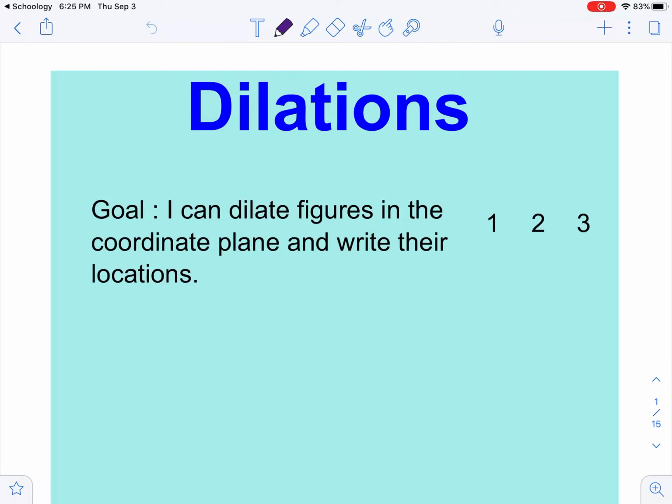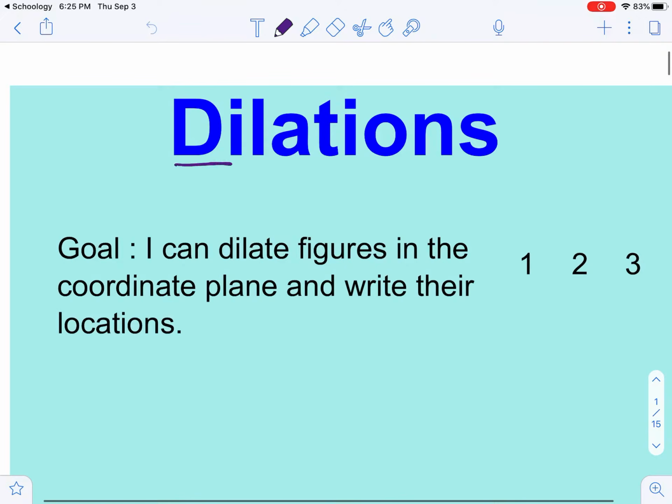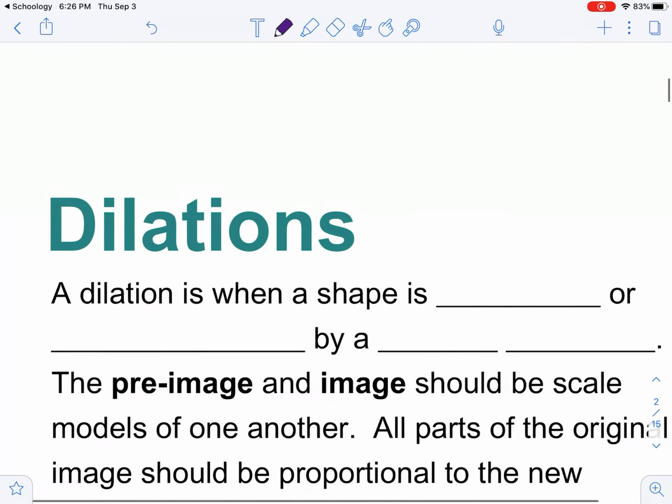All right, so we are on to our final transformation, which is dilations. Notice the spelling of it. It's dilations. It's not dilations. Commonly misspelled word in geometry, so dilations. Our goal: I can dilate figures in the coordinate plane and write their locations. Go ahead and pre-rate yourself on how you feel about how to dilate a figure.